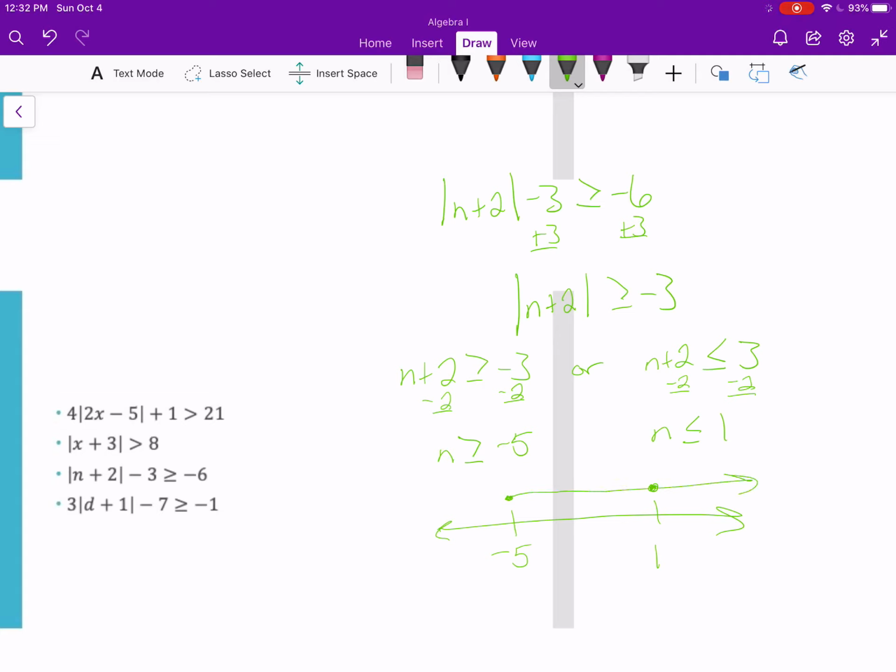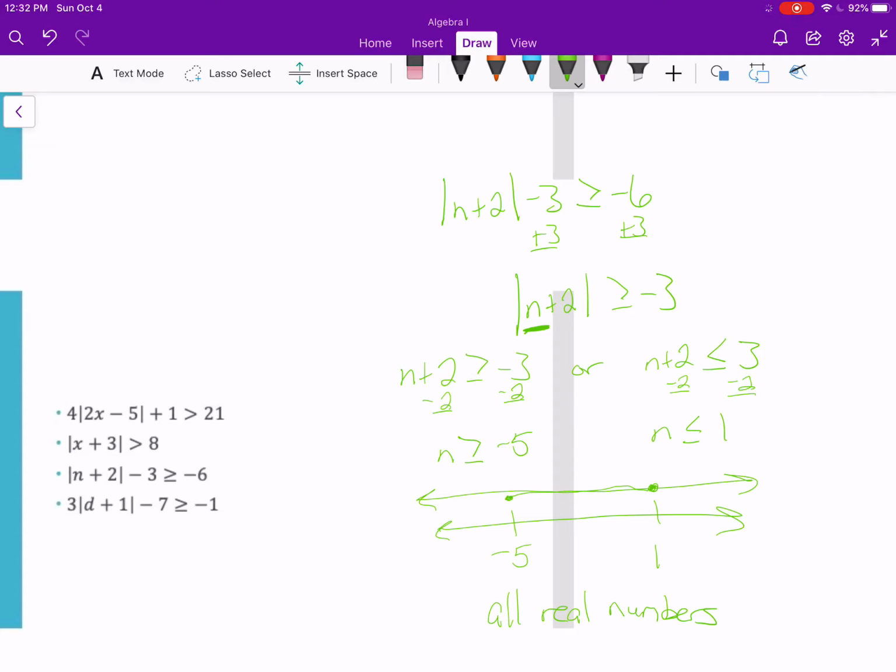Going this way for the negative 5, and we're going this way for 1. Notice how they overlap going in opposite directions. So in this case, all real numbers work. Which should make sense, because no matter what number we plug in for n, an absolute value is always going to be greater than a negative number. It doesn't matter what you put in for n, positive, negative, whatever. The absolute value of that number is always going to be greater than a negative.